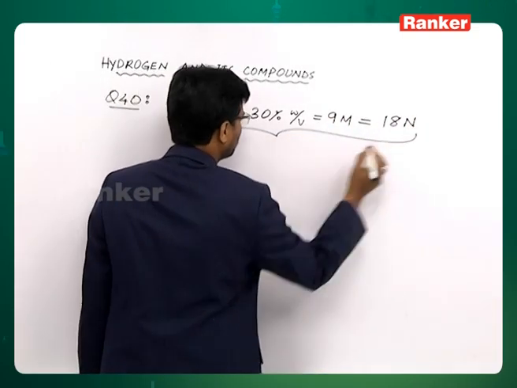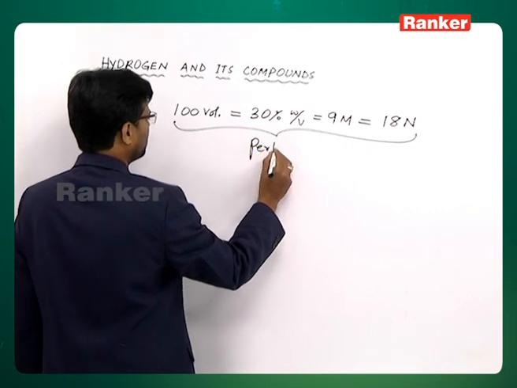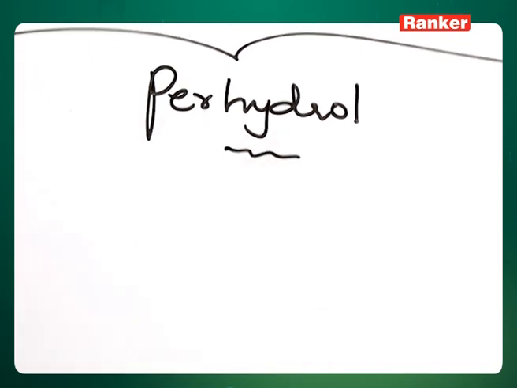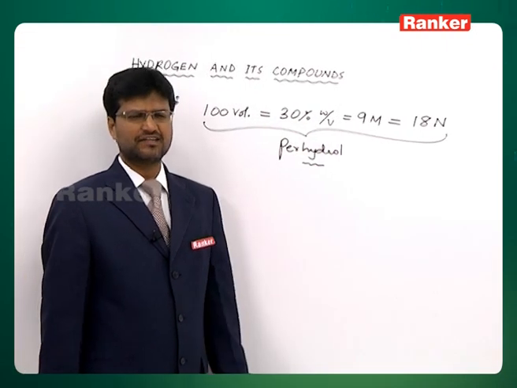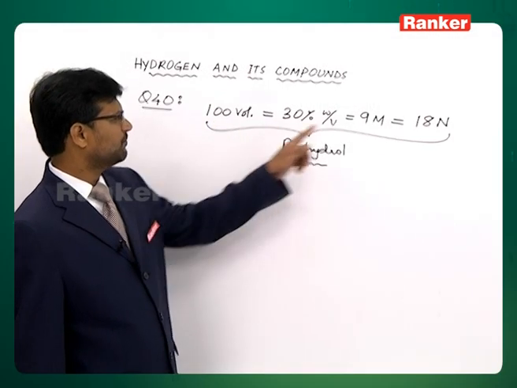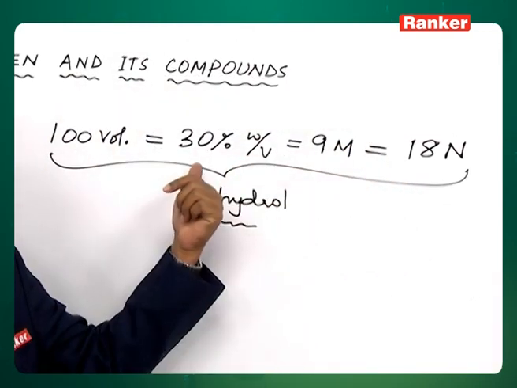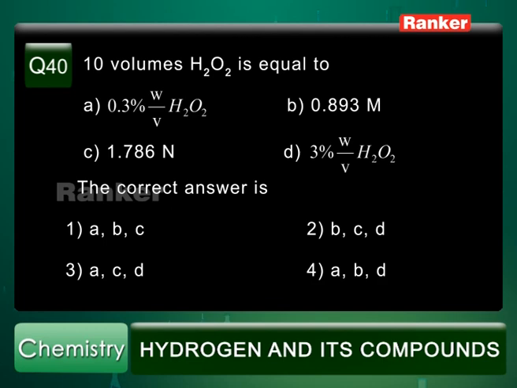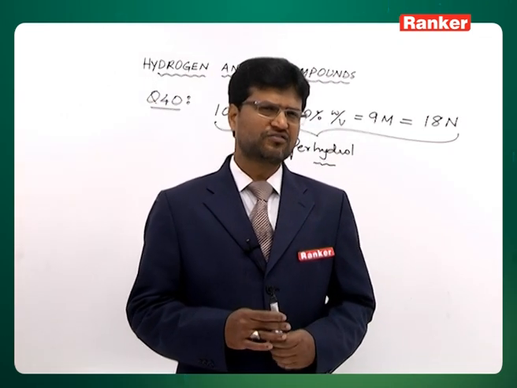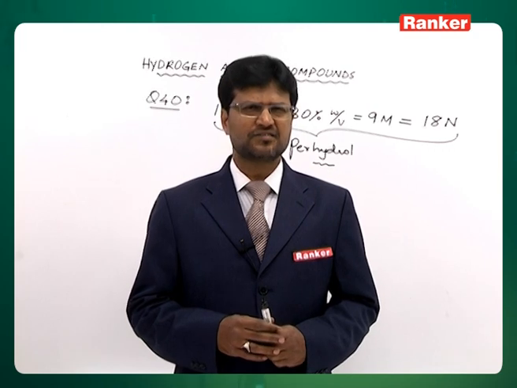This is commercially called as perhydrol. Now, if you use this conversion factor, you will realize that the correct answer is second option, that is BCD. 0.893, which is as good as 0.9. 10 volume becomes 0.9, 1.8, and this becomes 3%. So, the correct answer is second option, B, C and D. With this, we have completed some multiple choice questions on hydrogen and its compounds. That's all. Thank you.